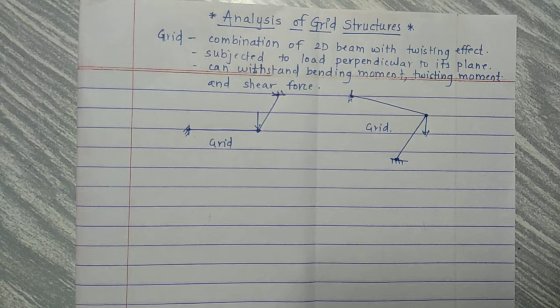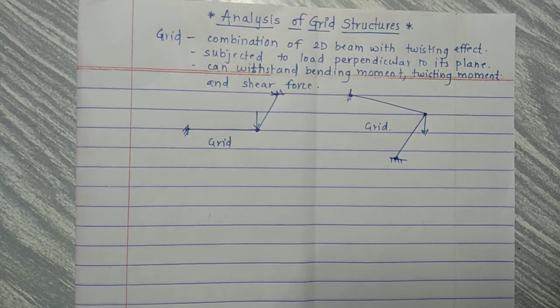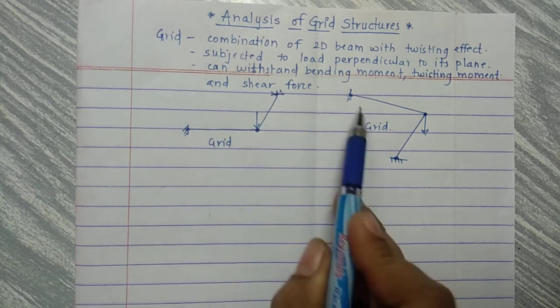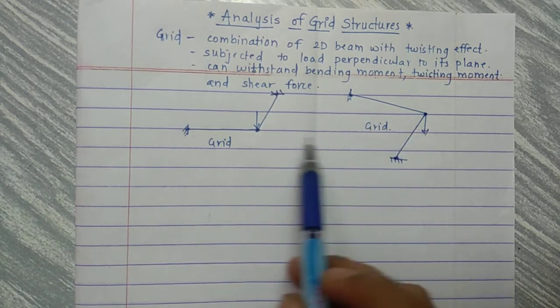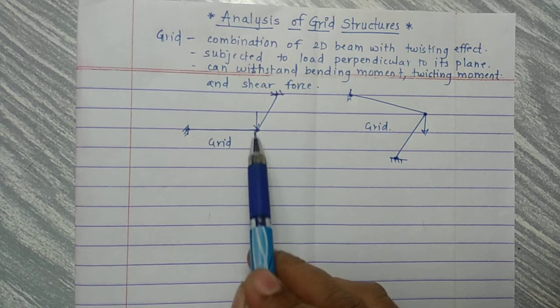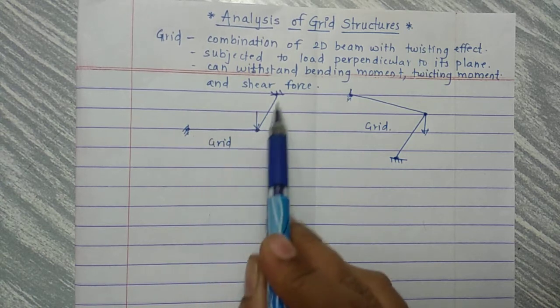This grid structure has the twisting effect in it, so because of that it can withstand three types of forces, that is bending moment, shear force and twisting moment. Okay, and these members are connected to each other in orthogonal direction. So here as you can see in these figures, this is the figure of a grid, and they are subjected to load perpendicular to its plane.